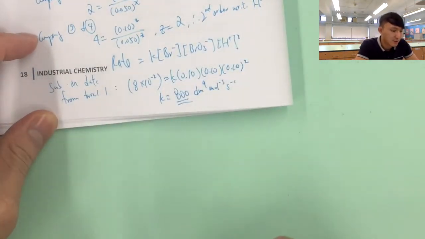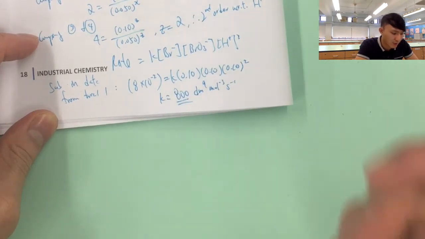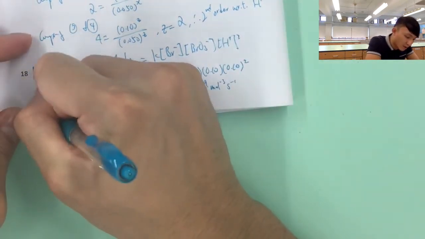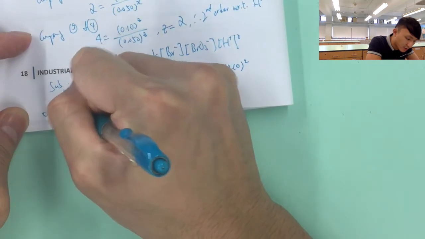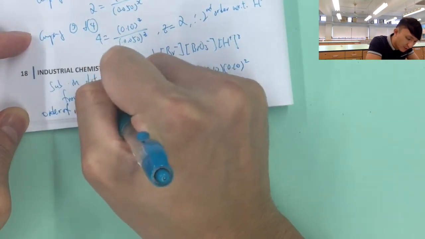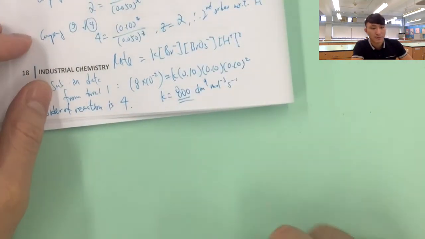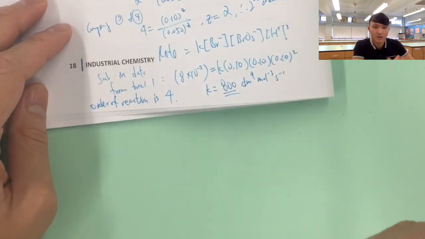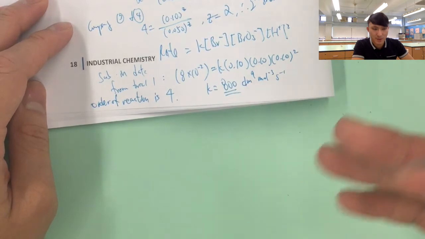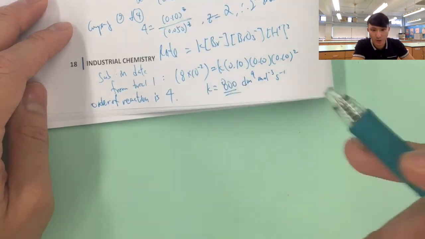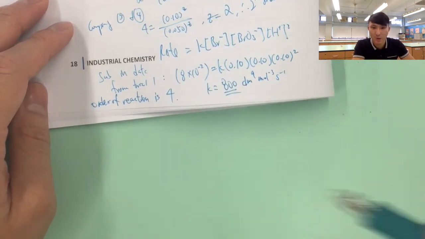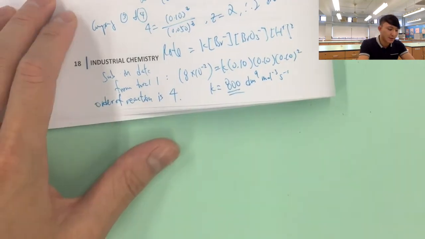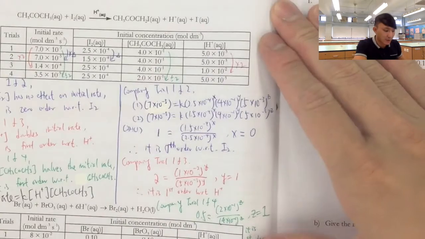Alright. It also requires the order of reaction. Let's just put down, order of reaction is 4, okay? Because the order of reaction is the sum of the orders with respect to each reactant. So it's 1 plus 1 plus 4. Sorry, 1 plus 1 plus 2, okay? So that's that. Alright, I will stop the video here.